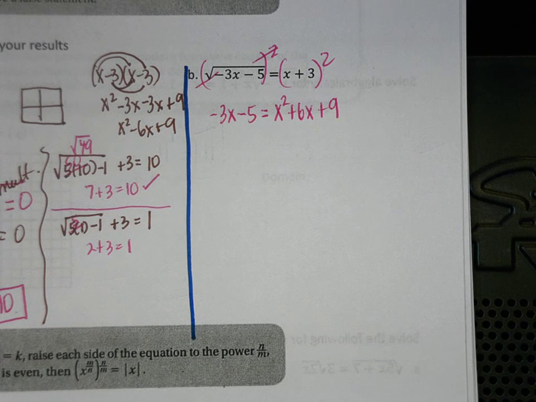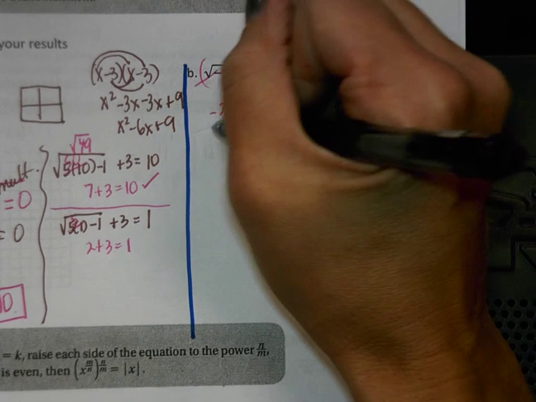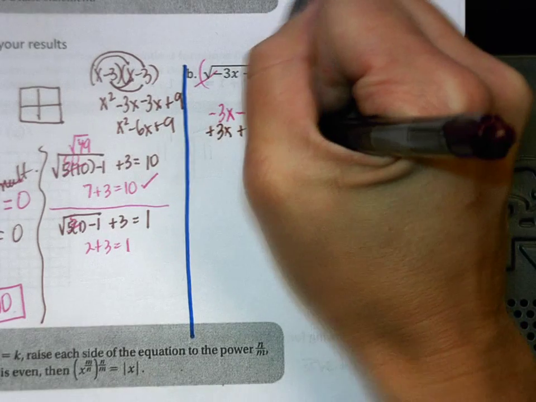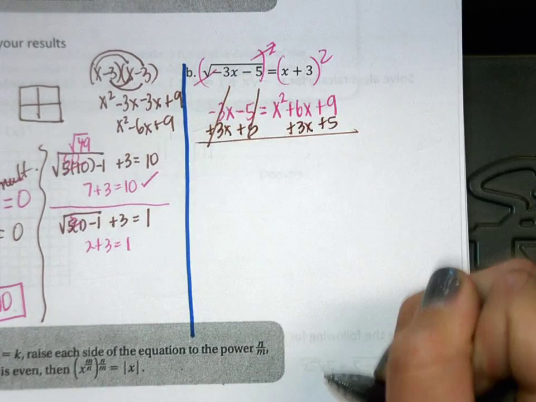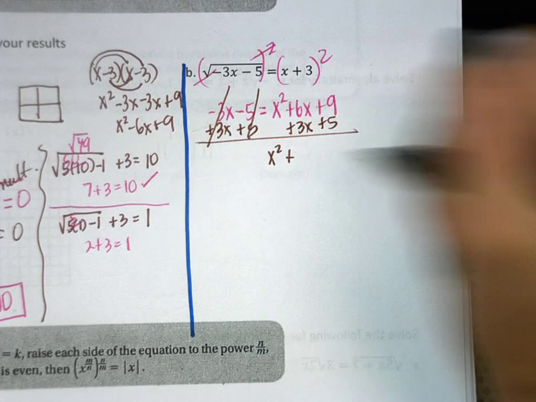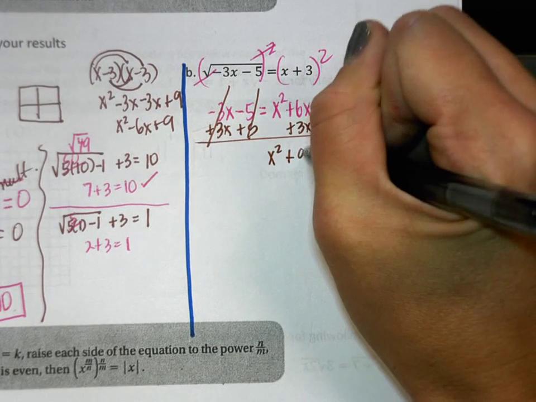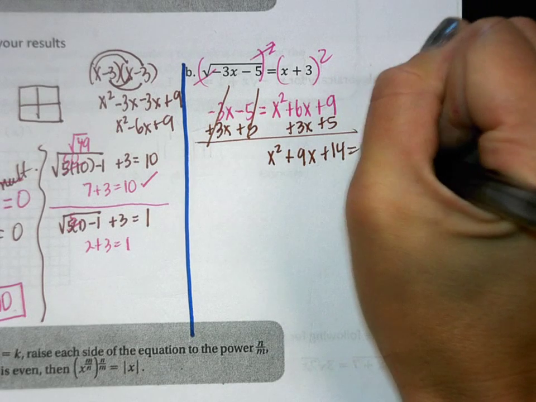Okay, so now the second part is that we need to move everything to one side of the equation so that we can solve and factor. And so which side should I move everything to, the right or the left? The right, because we want the x squared term to stay positive. Okay, so I'm going to add 3x and also add 5. So these cancel, we have x squared plus 9x plus 14 equals 0.